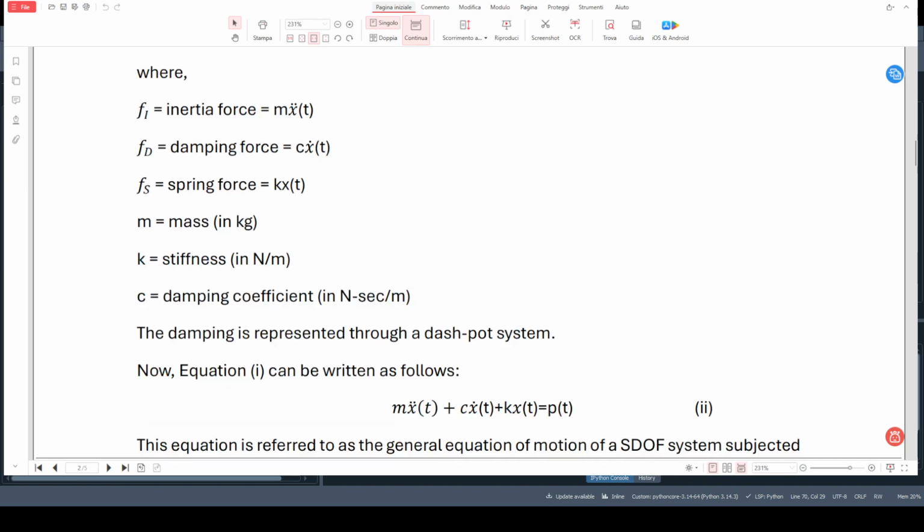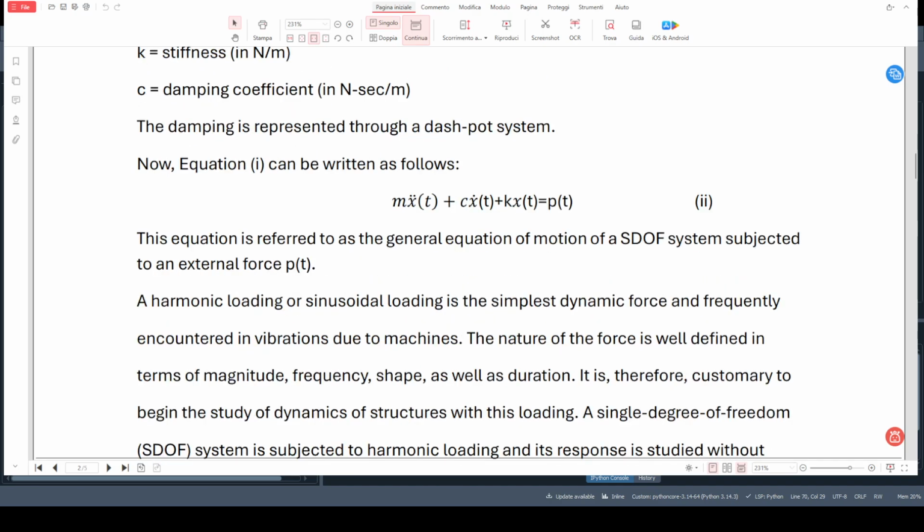So the first equation we can write in this way: mass times acceleration plus C times velocity plus K times displacement equals the applied force P(t).